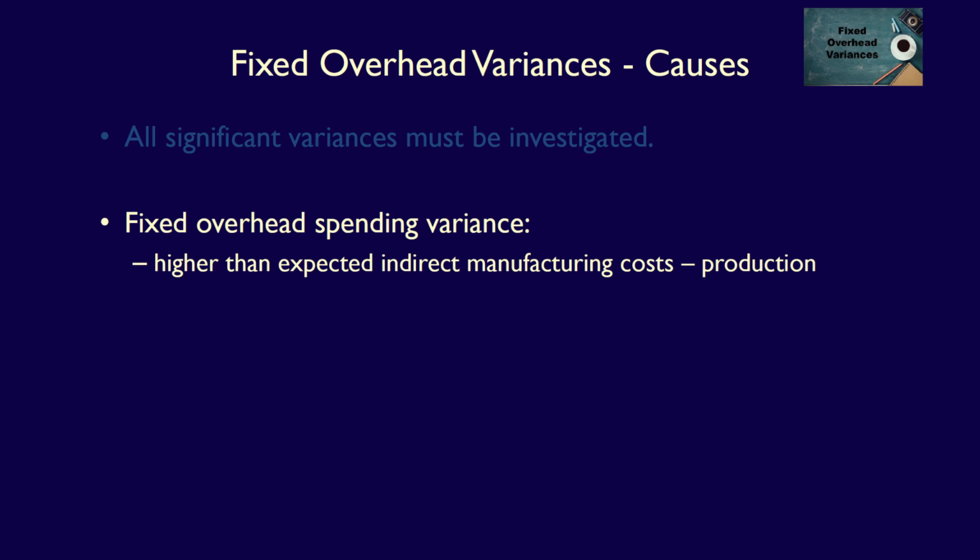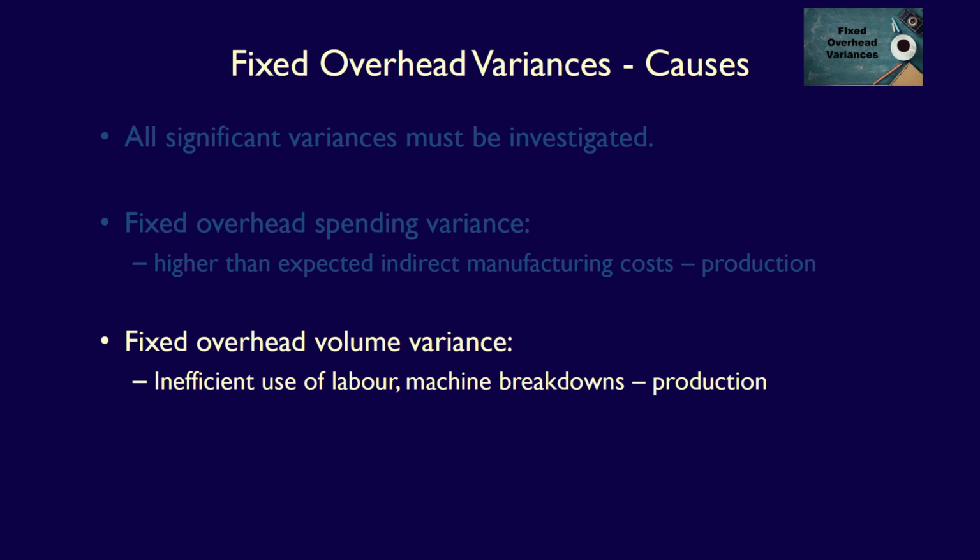Fixed overhead spending variances may be due to an unanticipated price increase of the indirect manufacturing costs, such as factory insurance or the supervisor's salary. Generally, fixed overhead spending variances are the responsibility of the production department. The fixed overhead volume variance may be caused by inefficient use of direct labor or poor maintenance of factory equipment, which causes breakdowns and delays in production.